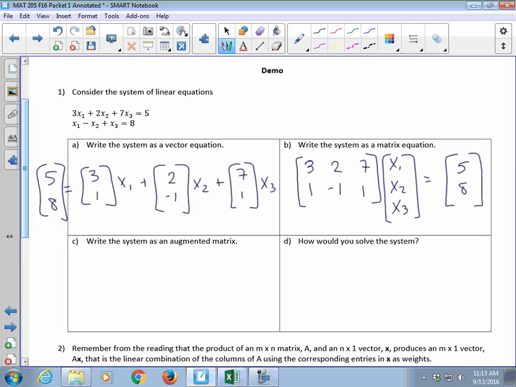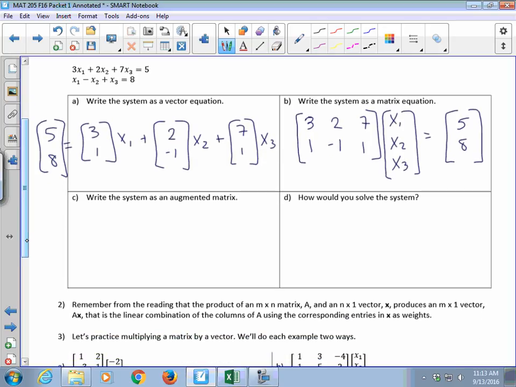Yep. So I would take this row 3, 2, 7, pick it up, turn it 90 degrees, put it on top of x1, x2, x3, and then you would multiply the things that line up and add them together. So you'd get 3x1 plus 2x2 plus 7x3, which is your first equation. Yeah, it takes some getting used to.